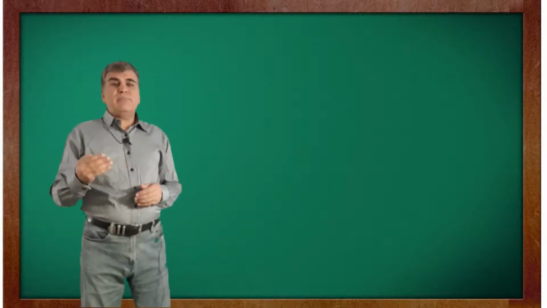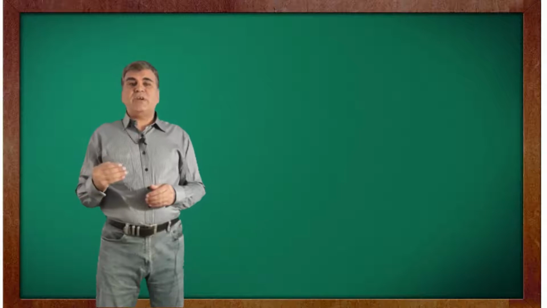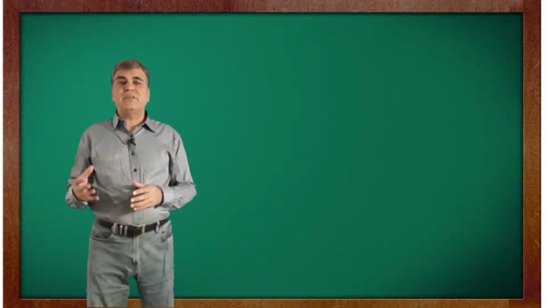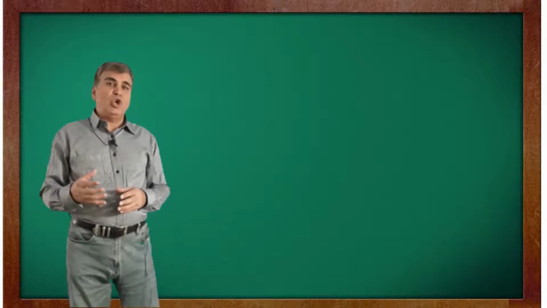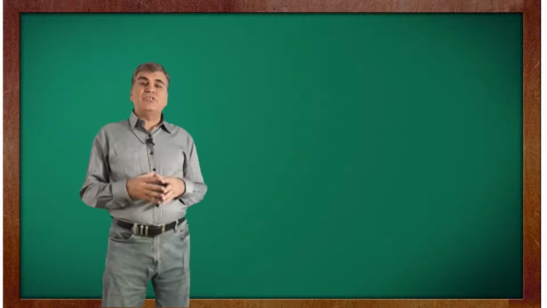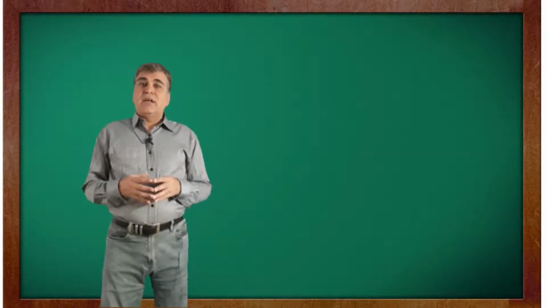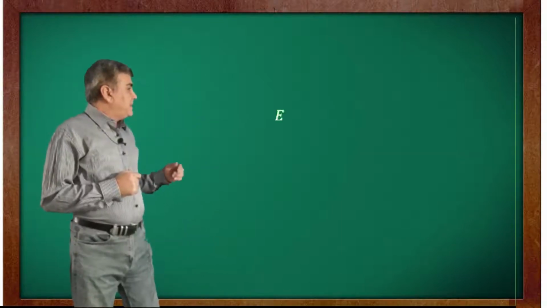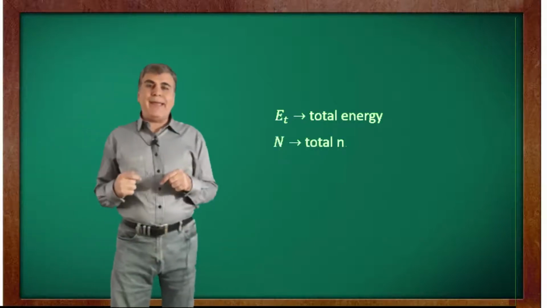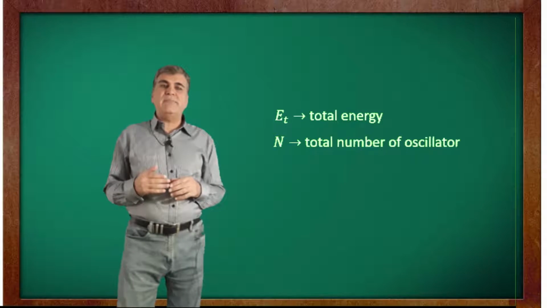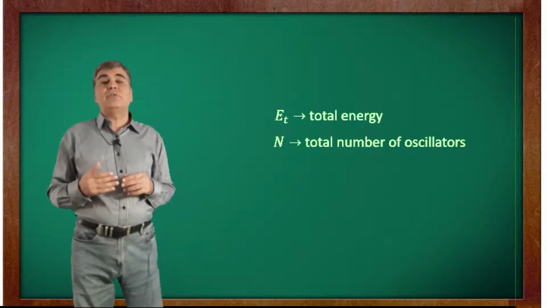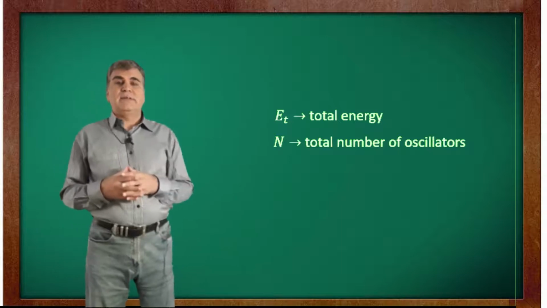Now let's continue from the last equation, which is equation 7 we derived in the previous video for the differential number of harmonic oscillators. We use that equation to find the average energy of harmonic oscillators. So if E sub t stands for the total energy of a system containing n harmonic oscillators, it can be obtained by summing over the energy of individual harmonic oscillators.